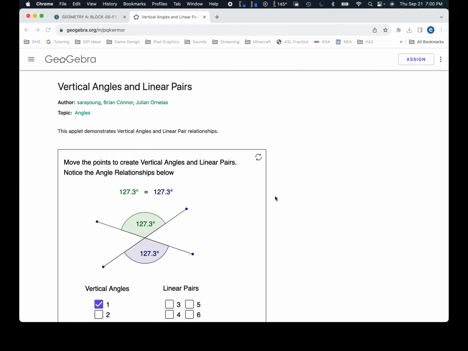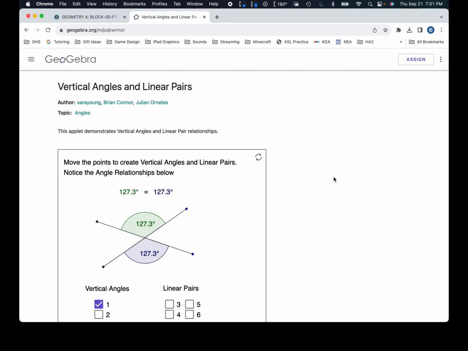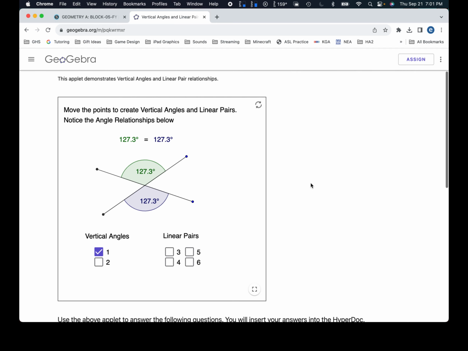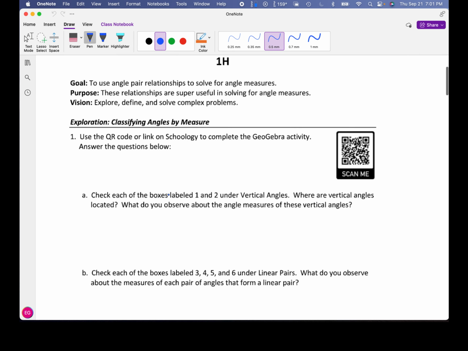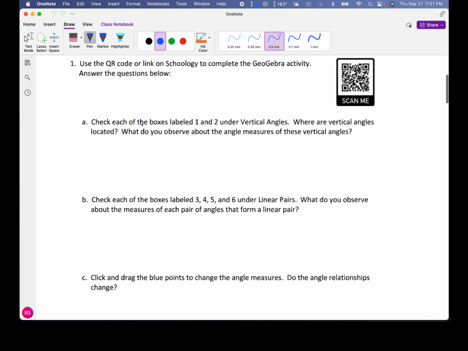When we jump over to the GeoGebra, it's in our notes, GeoGebra links right here, and the vertical angles and linear pairs, the third one that's in there, you should get something like this. I've given you guided instructions this time around. So I want you to answer these questions. We're going to check each of the boxes labeled 1 and 2 under vertical angles, and go back and forth and look at them. Where are vertical angles located? What do you observe about the angle measures of these vertical angles?